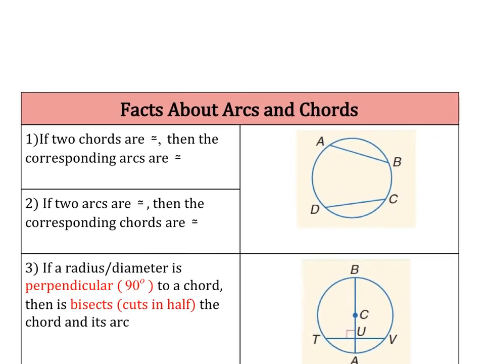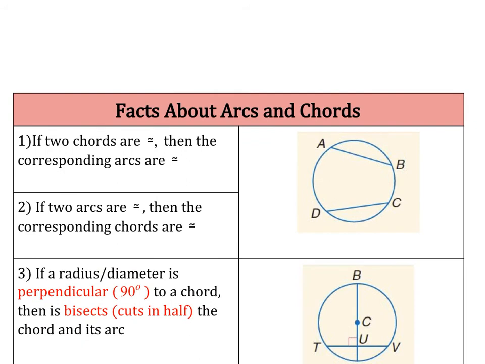So I'm going to zoom in for these first 2. And remember, this line segment from A to B or D to C, those are examples of chords. And if you follow along the outside of the circle, the curved part is the arc. So this says if 2 chords are congruent, so let's imagine that this chord is congruent to this chord, then the corresponding arcs are also congruent. So these 2 would be congruent.